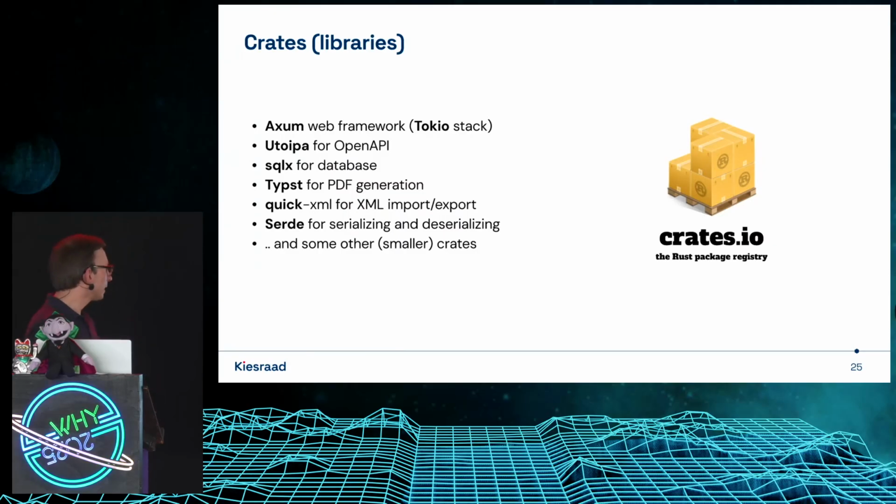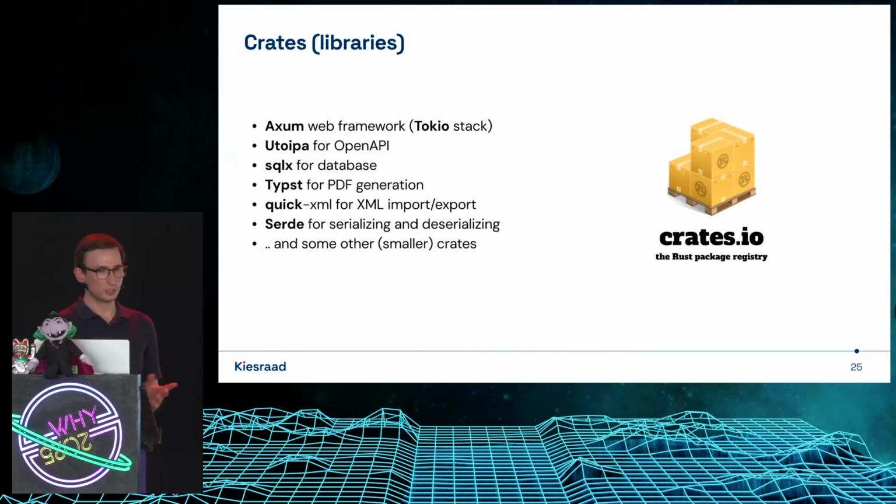A bit about the libraries we use. In Rust lingo, those are called crates. We use the Axum web framework on the Tokio stack. We use Utoipa for the OpenAPI specification, which helps us write our front end and make it communicate with the back end. We use SQLx for the database combined with SQLite. We use Typst for PDF generation. I have an example in a bit. We use Quick XML for XML import and export, and Serde for serializing and deserializing to XML and also to JSON for our front end.